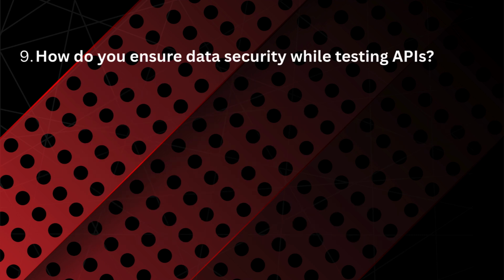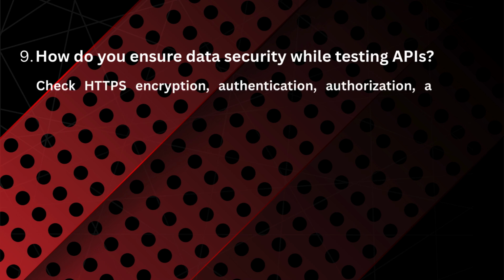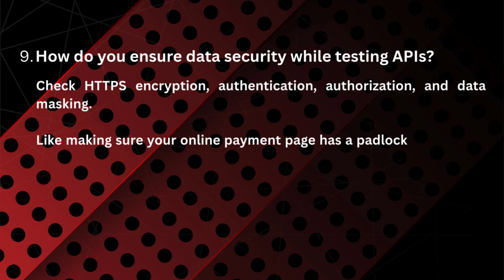Number 9. How do you ensure data security while testing APIs? Check HTTPS encryption, authentication, authorization, and data masking. Like making sure your online payment page has a padlock symbol and hides your card number.